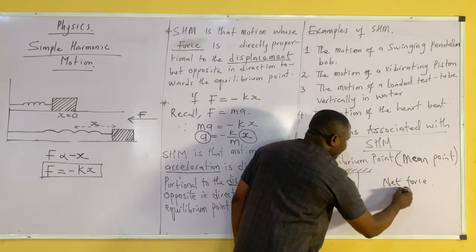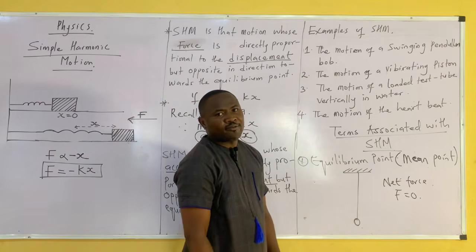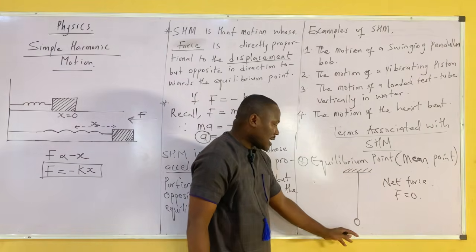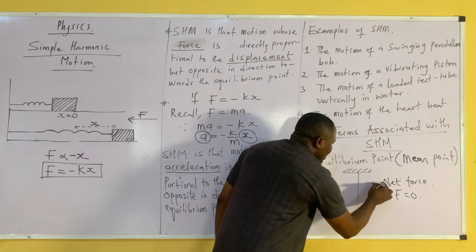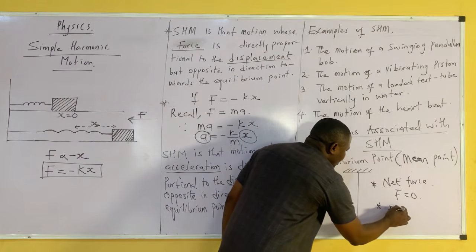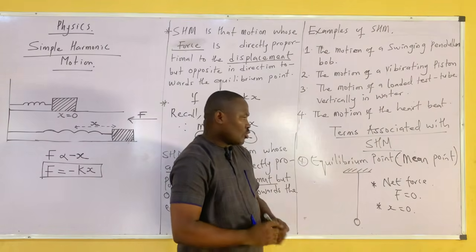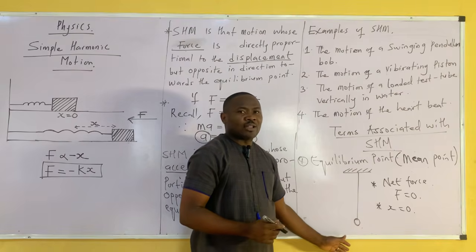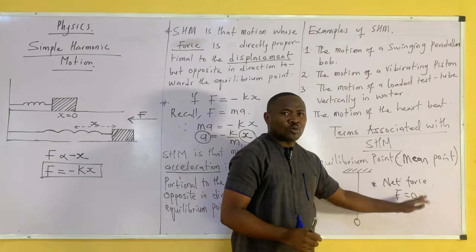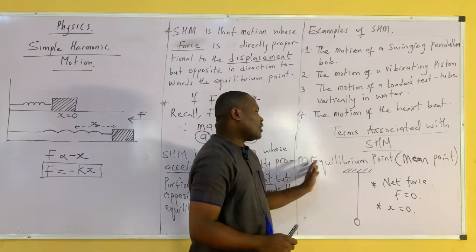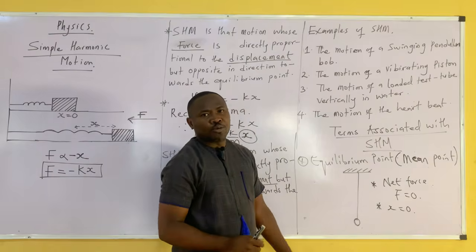So F is equal to 0. At this point, F is equal to 0. No force is acting on the bulb. Also at this point, displacement is equal to 0. There is no displacement at all. So when the bulb is at rest, displacement is equal to 0 and net force is equal to 0. At that time, the bulb or the object is said to be at equilibrium.